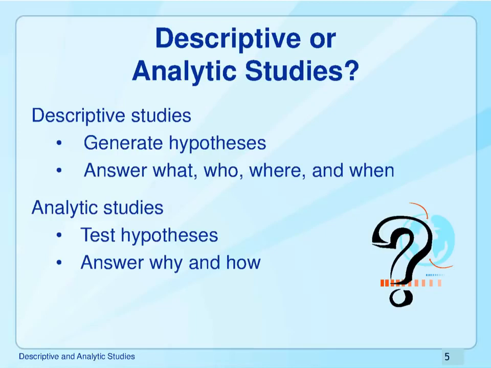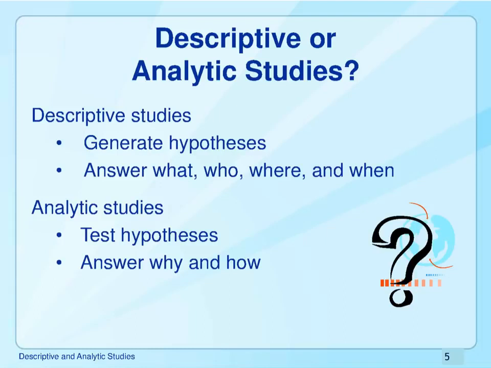Now, once we have this information and begin to analyze it, we can generate hypotheses about why a disease is happening in a specific population, why a specific group has greater risk factors, and so on and so forth. These hypotheses are essentially educated guesses about something that is happening in a population which we have observed through descriptive studies.